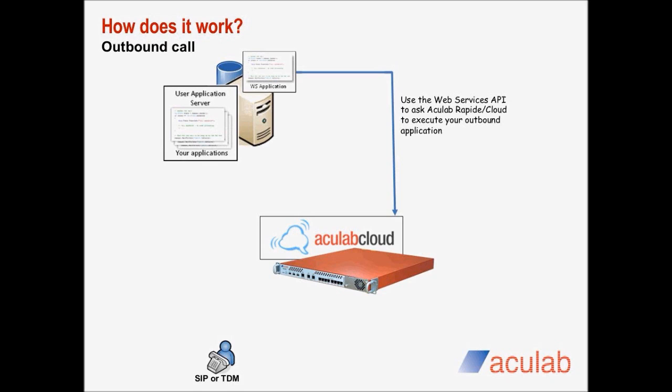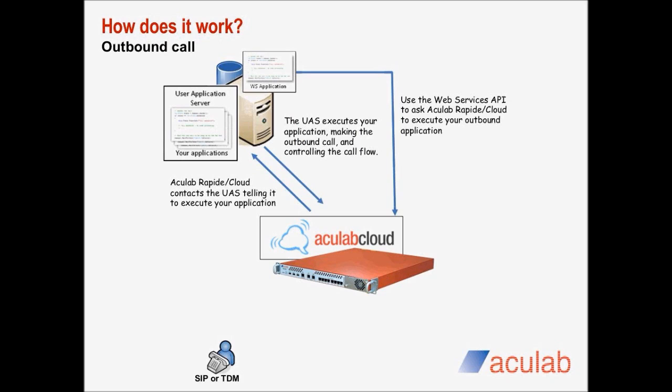In the same fashion, once Cloud or Rapid is being told that it needs to make a call, it then goes back and makes sure that it's talking to the UAS or to the server that is running the application it needs to run. Then that server in the same fashion comes back and says, okay, this is the flow that you need to go through. This is what I want you to do. I want you to send a fax. I want you to play a file, etc. Eventually, the call is made to the end user.